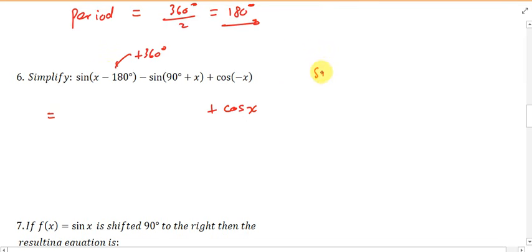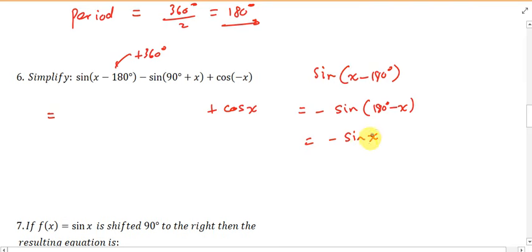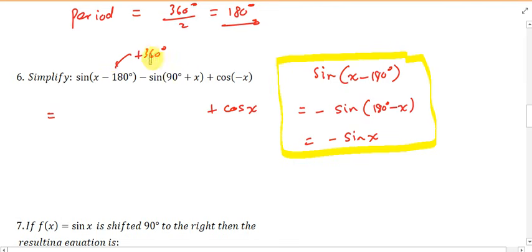If you use the negative angle, remember, let me just do it on the side here. So we have x minus 180 degrees. If I use a negative angle, then we will have negative sine of 180 minus x, right? If you switch this around, you will have a negative, and sine of negative angle is negative sine angle. And sine of 180 minus x will just give you negative sine x.